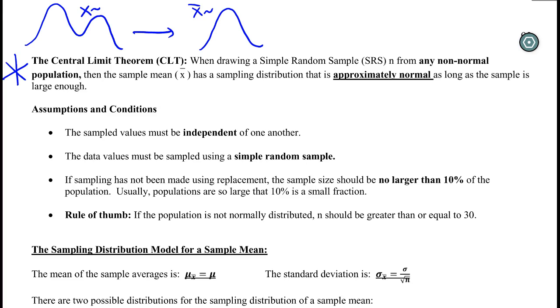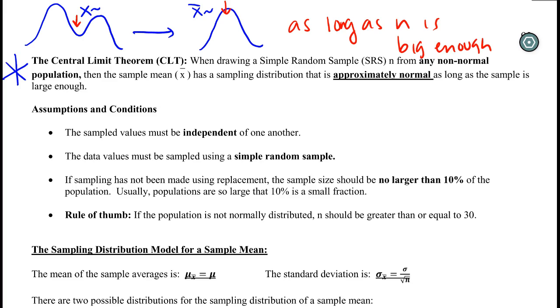It is not going to still have those 2 modes. It is going to have 1 mode centered at whatever the mean of this distribution was. So that's what our central limit theorem says. And this only happens as long as n is big enough. So that's the central limit theorem.